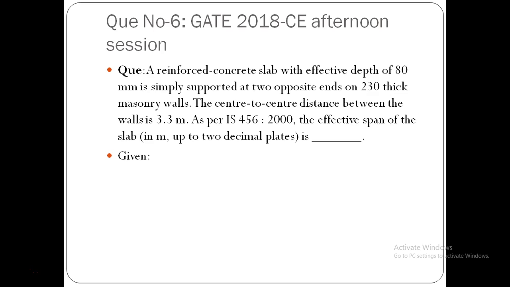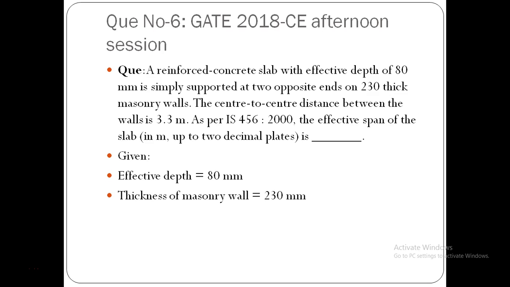So given parameters are effective depth of the slab is equal to 80 mm. Then thickness of masonry wall or thickness of the support is 230 mm. While center to center distance between the wall or center to center distance between the support is equal to 3.3 meter. Now we have to find out effective span of the beam, and this is according to IS 456-2000.